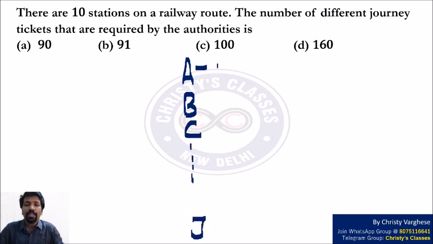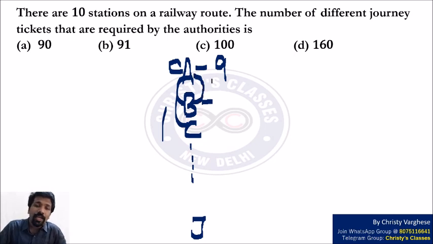So from A, there will be 9 tickets. Why 9 tickets only? Because an A to A ticket will not be there. A to B, A to C, A to D, up to A to J, 9 tickets. From B, B to A return ticket is another ticket. You will not be allowed to go from Agra back to Delhi with the same Delhi to Agra ticket. So that is a different ticket. So here ordering matters. Ordering matters means permutation, not combination. It is an arrangement. AB and BA are two arrangements. When there is a need for arrangement, you have to use permutation.